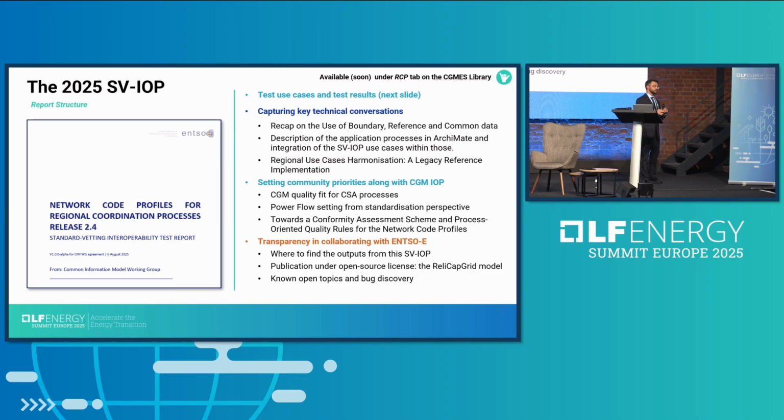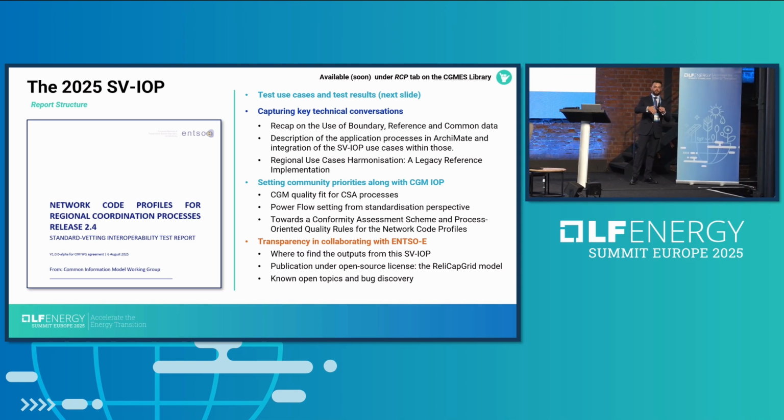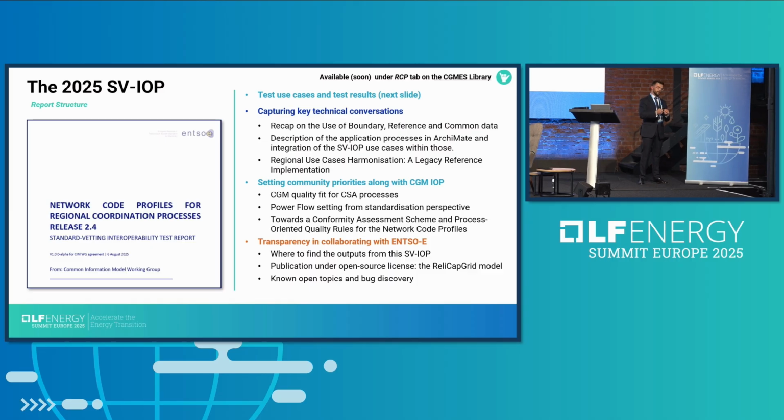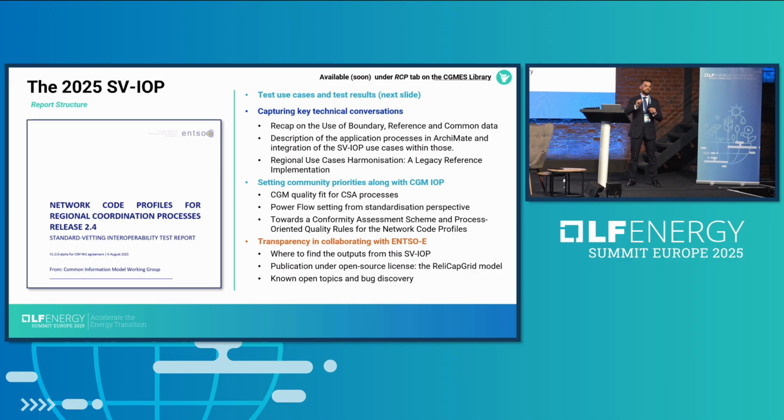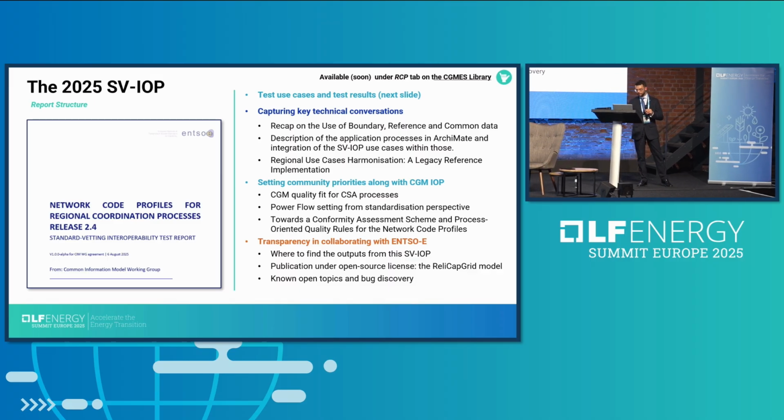Yeah, we were also setting the community priorities, and in this report you can read that we really need to focus on getting a conformity assessment scheme to certify tools, on how well the software fulfills the coordinated security analysis process, and we also need to develop extra validation rules specifically for this process.